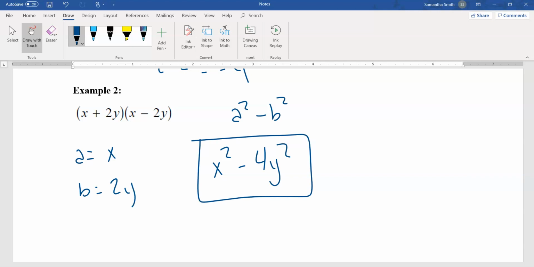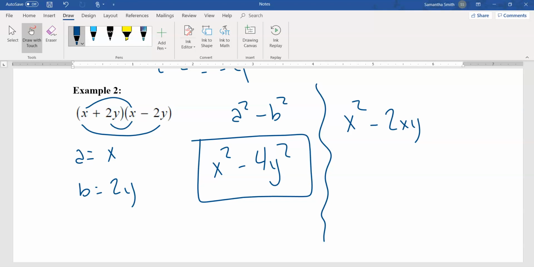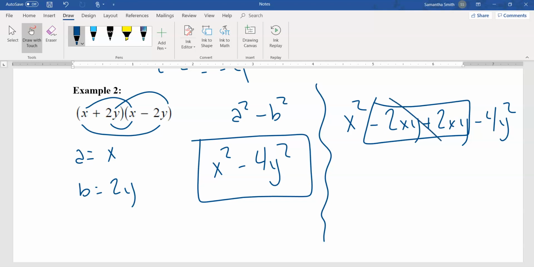So if you have any questions with this, if you need to see the full FOIL again, I'll go ahead and show you the full FOIL. My first x squared, my outer negative 2xy, my inner positive 2xy, and my last negative 4y squared. This section right here, negative 2 plus 2, cancels out, and I'm left with x squared minus 4y squared.